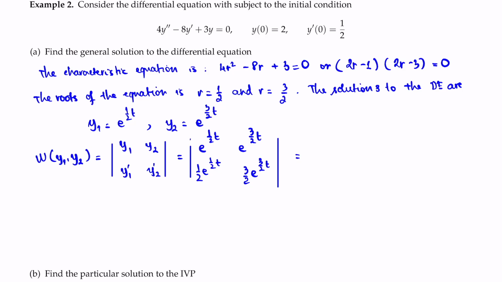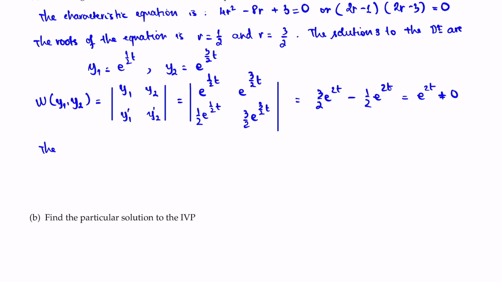And if you do the calculations correctly, you should get 3/2 e to the t, e to the 2t, minus 1/2 e to the 2t. And then combining like terms, you're going to have e to the 2t as the answer, and that is different from 0. This illustrates that the two functions are linearly independent and they form a fundamental set of solutions. Therefore, you can write the general solutions to the differential equation.